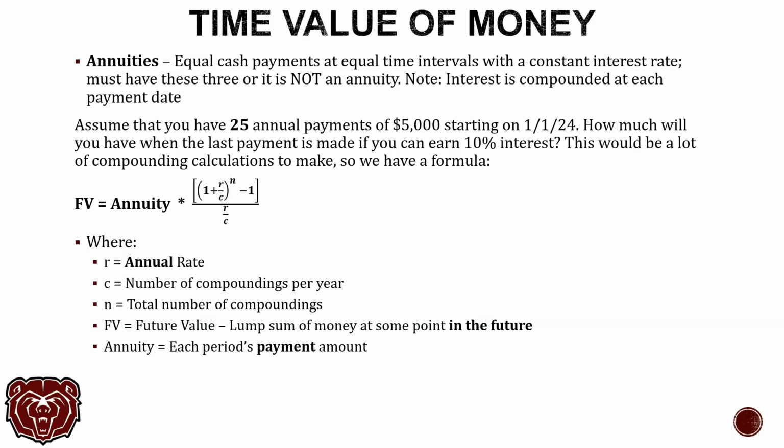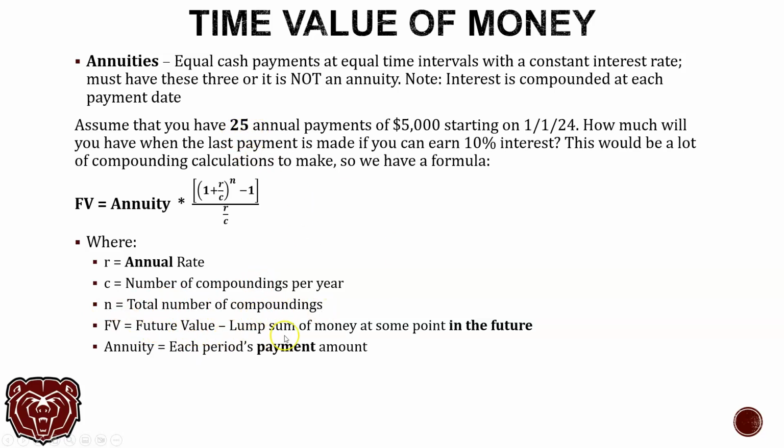Okay, so what you're going to do, and again, I hope you guys are noticing that our original future value formula is still being used. We're just making some updates to it. Okay, so you're going to take your annuity and multiply it times this quotient here. Okay, again, I've listed these out for you. R is your annual rate, so the 10%. C is the number of compoundings per year. It's being paid annually, so in here it would be 1. N is the total number of compoundings, so 25.